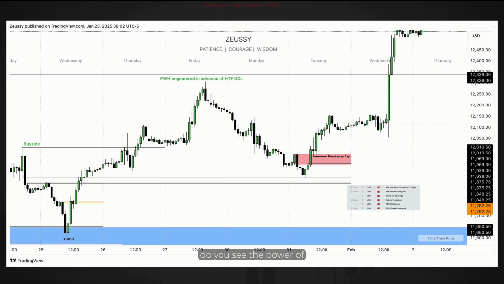Guys, do you see the power of understanding when news is likely going to take place and what the draw on liquidity is, because you can literally anticipate when they're going to reprice towards that draw on liquidity. How beautiful is that to understand? Now, let us move on to the next example.